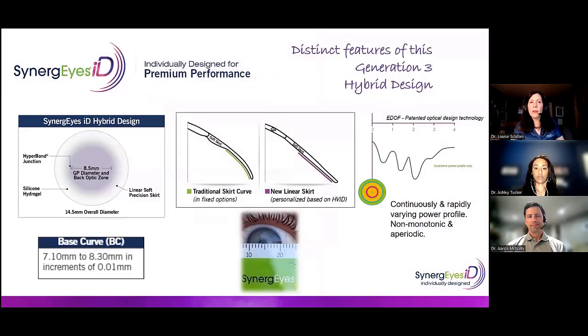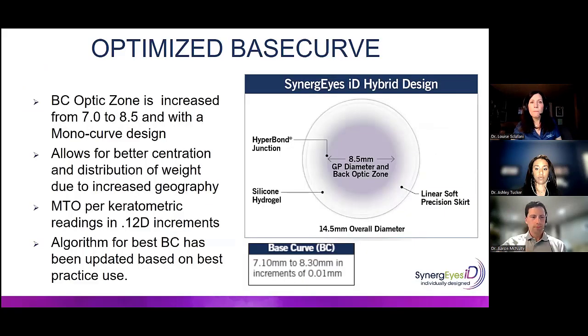There are a couple of features that are different from the Duet lens. The first one is the base curve, the second is the skirt, and the third is the type of bifocal that it offers. So let's talk about those individually. The base curve is a monocurve. It does not flatten out in the periphery. It's a single curve, and we felt this allows for better centration and distribution of the weight.